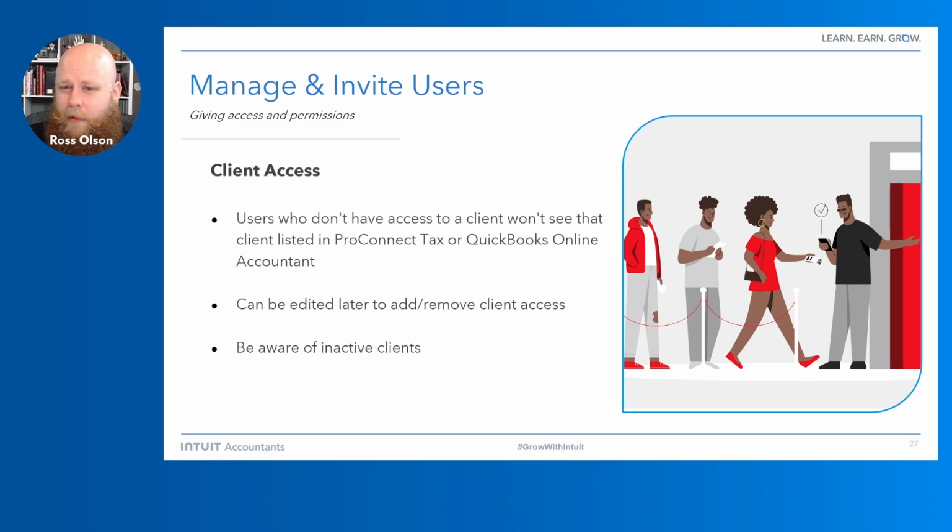Client access is kind of the final piece to inviting or managing users here. And this is where you can just tell the program what clients each person, each user, has access to. And so in ProConnect Tax, if you don't have access to a client, you don't see them. It's as if they do not exist to you. So if you want to invite someone and assign them access to 5 clients, to them, ProConnect will look like it only has 5 clients included. It doesn't show everyone's tax return or everyone's profile, but they can't click on it. It just won't show it. It'll be as if they do not exist to that user inside of ProConnect Tax.